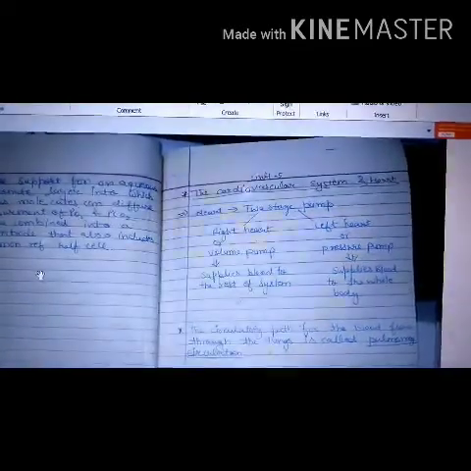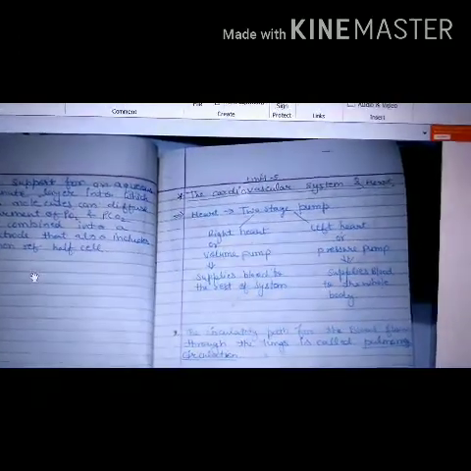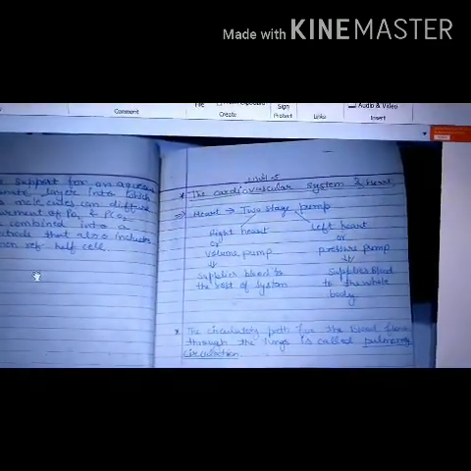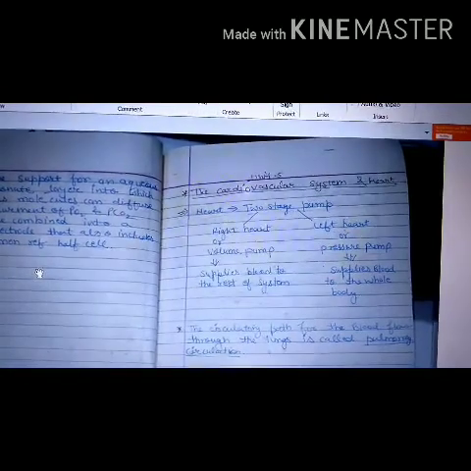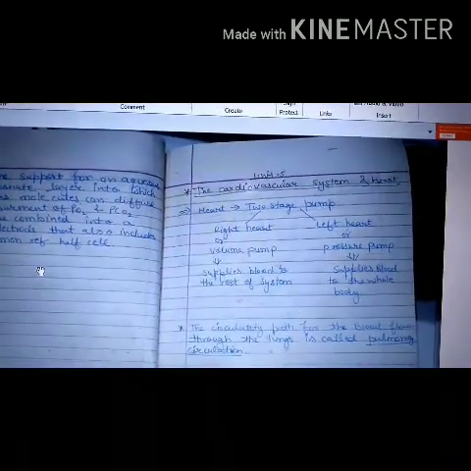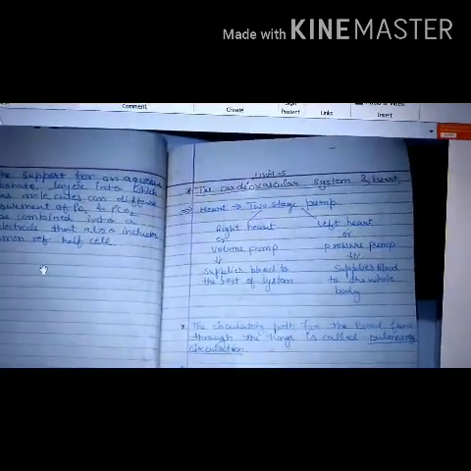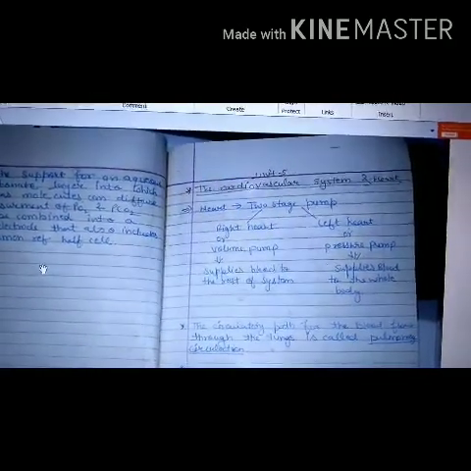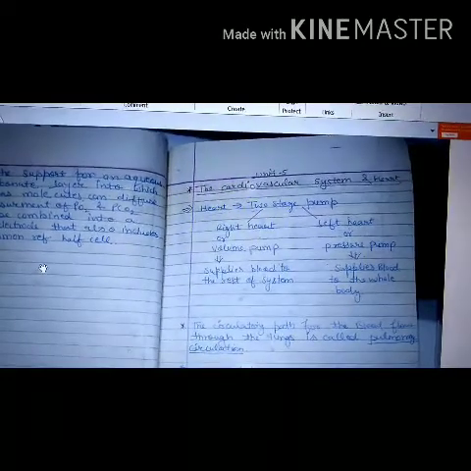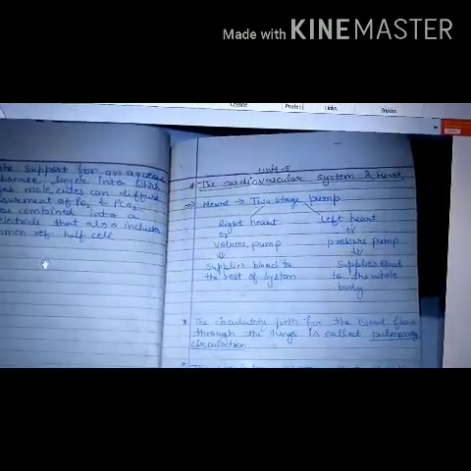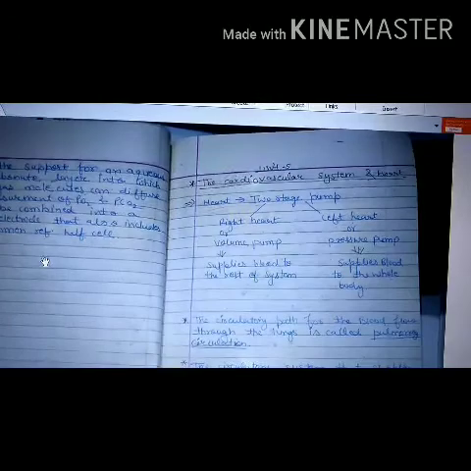Now, left heart is known as the pressure pump. It is known as the pressure pump because it has got more stringent task of pumping the blood to the complete body, from tip of our head to the tip of our toes. Pressure pump supplies the blood.